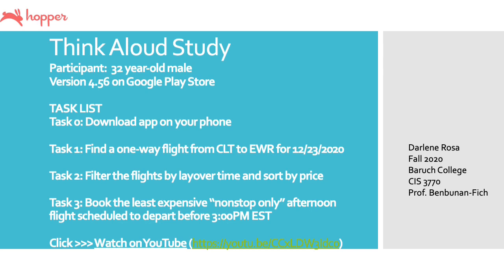Task 3 is to book the least expensive, non-stop only afternoon flight scheduled to depart before 3 p.m. Eastern Standard Time. However, the user can choose to book any flight on that particular day as long as it is before 3 p.m. and meets the other qualifications of being non-stop and least expensive.